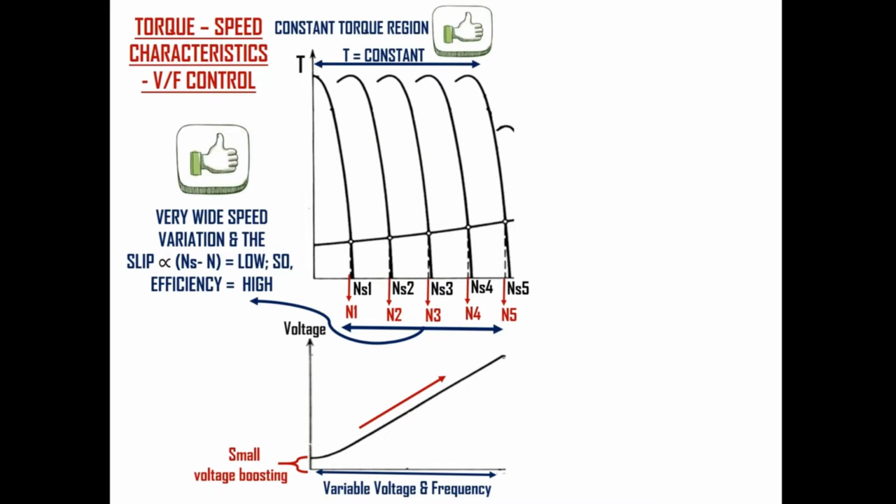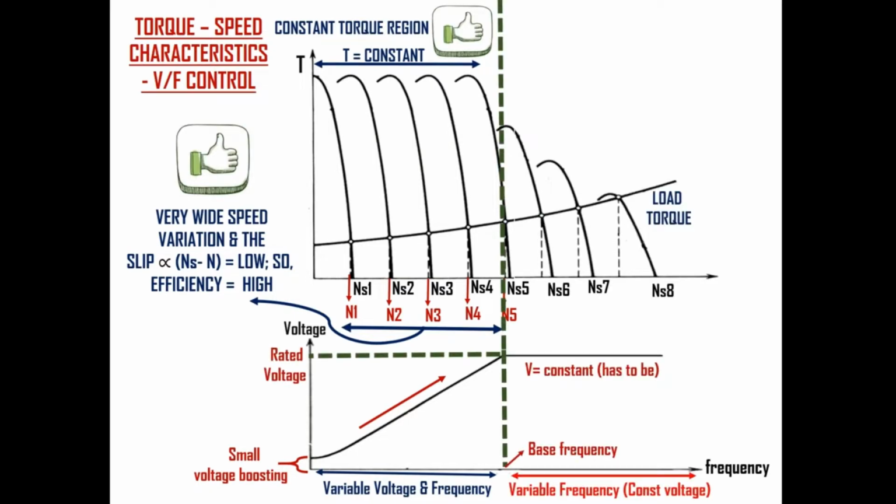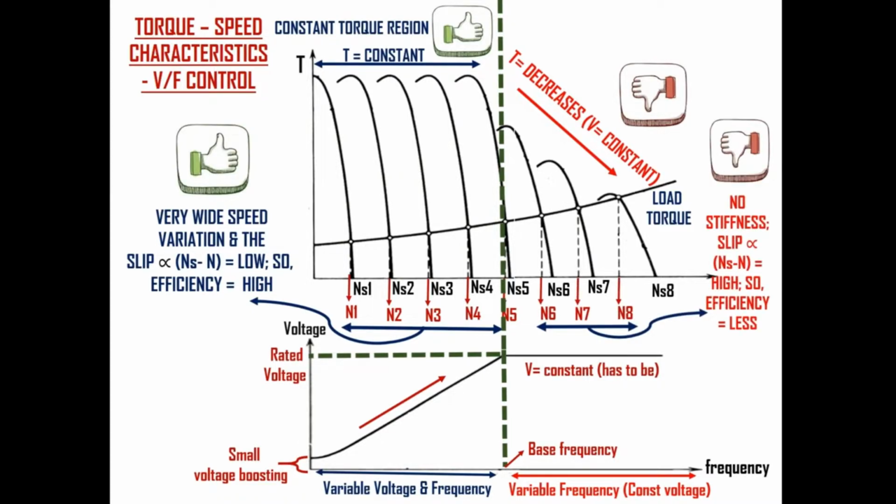But beyond the rated voltage or base frequency, the voltage has to be maintained constant. So the only parameter we can vary beyond the rated voltage is frequency. So in torque speed characteristics, the maximum available torque will decrease, as you can see in this picture, and there will be no stiffness in the torque. So slip, proportional to ns minus n, will be high, and hence the efficiency will be less.